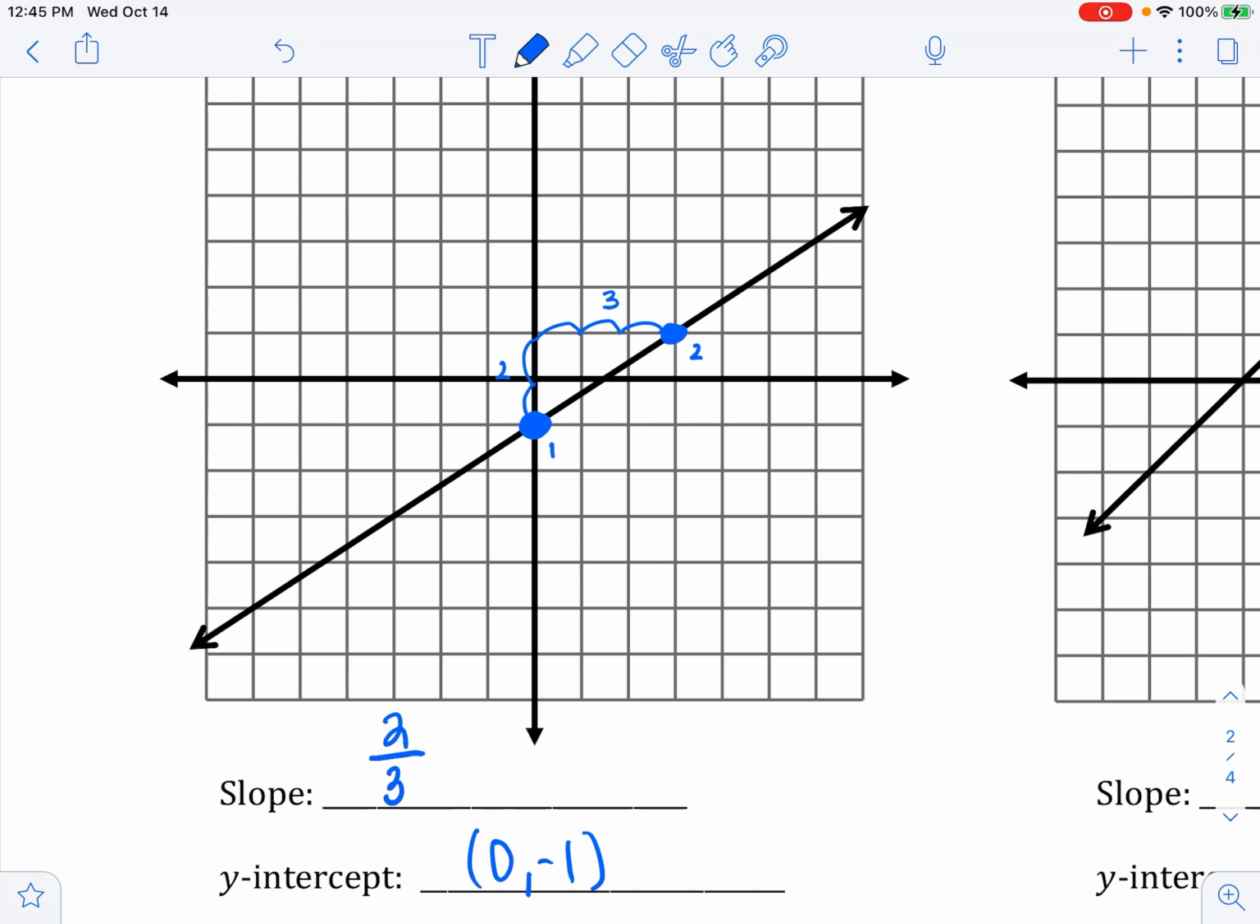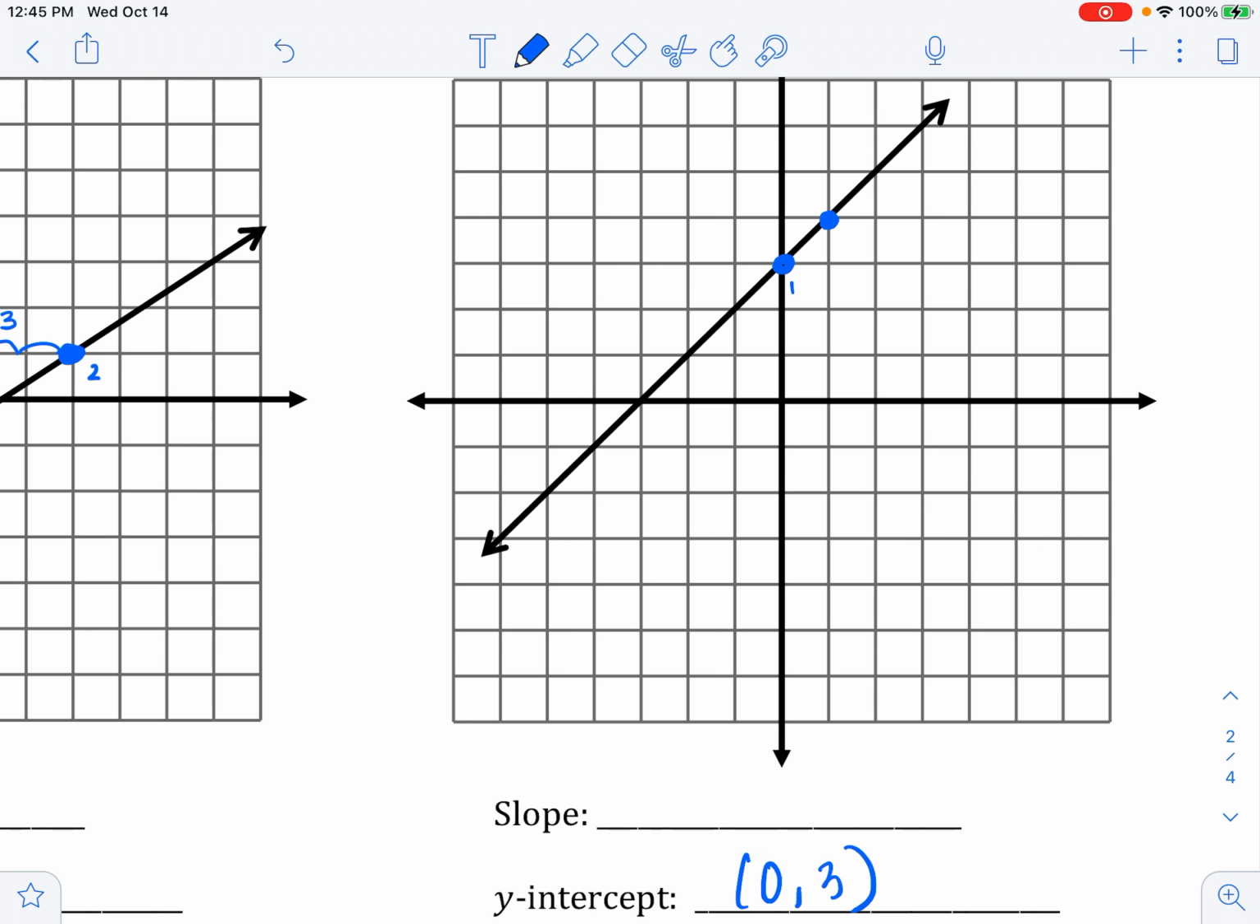Okay, let's try this next one right here. So I'm going to do my y-intercept first. So here's my y-intercept. I can see that's over 0, up 3. Make sure you're not putting 3. It's the point (0, 3). All right, now I need another point on the line. I'm going to use this one right here.